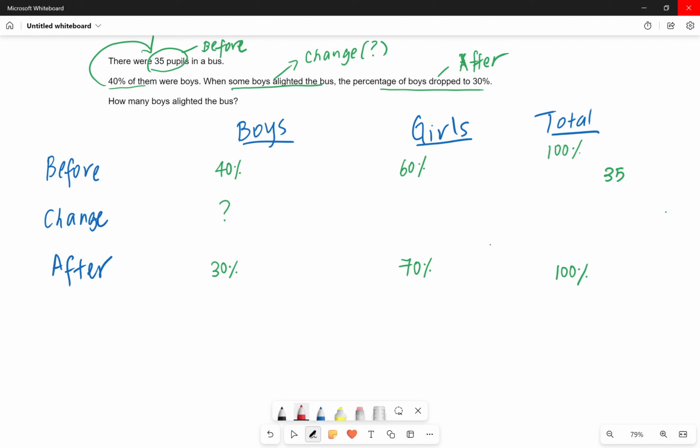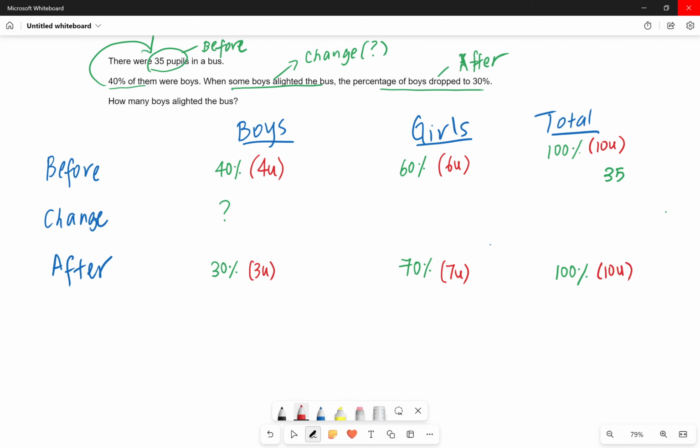Now for ease of working, we are going to change the percentage into units so that it's easier for us to work with. So 40% for boys will be 4u. 60% for girls will be 6u. And of course 100% represented by 10u. Similarly for the after row, 30% for boys will now become 3u, 70% for girls, 7u, and of course adding up to 10u again.